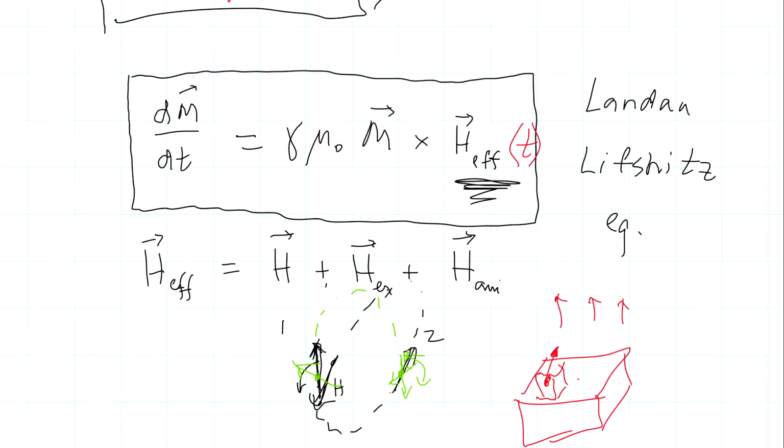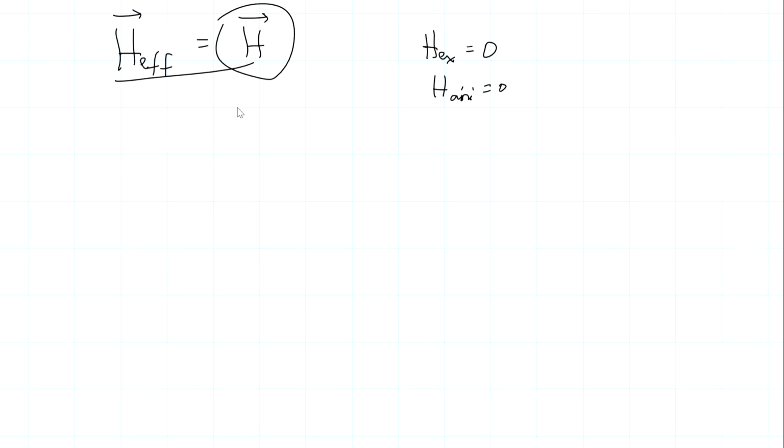Now let's try solving this equation for one of the particular cases. One of the simple cases. So let's say that our effective field is just the field that we apply. So imagine that you have magnetic moment or magnetization in presence of an external field. So we say that exchange field is 0, anisotropy field is 0, and we have our field that we know, the field that we apply.